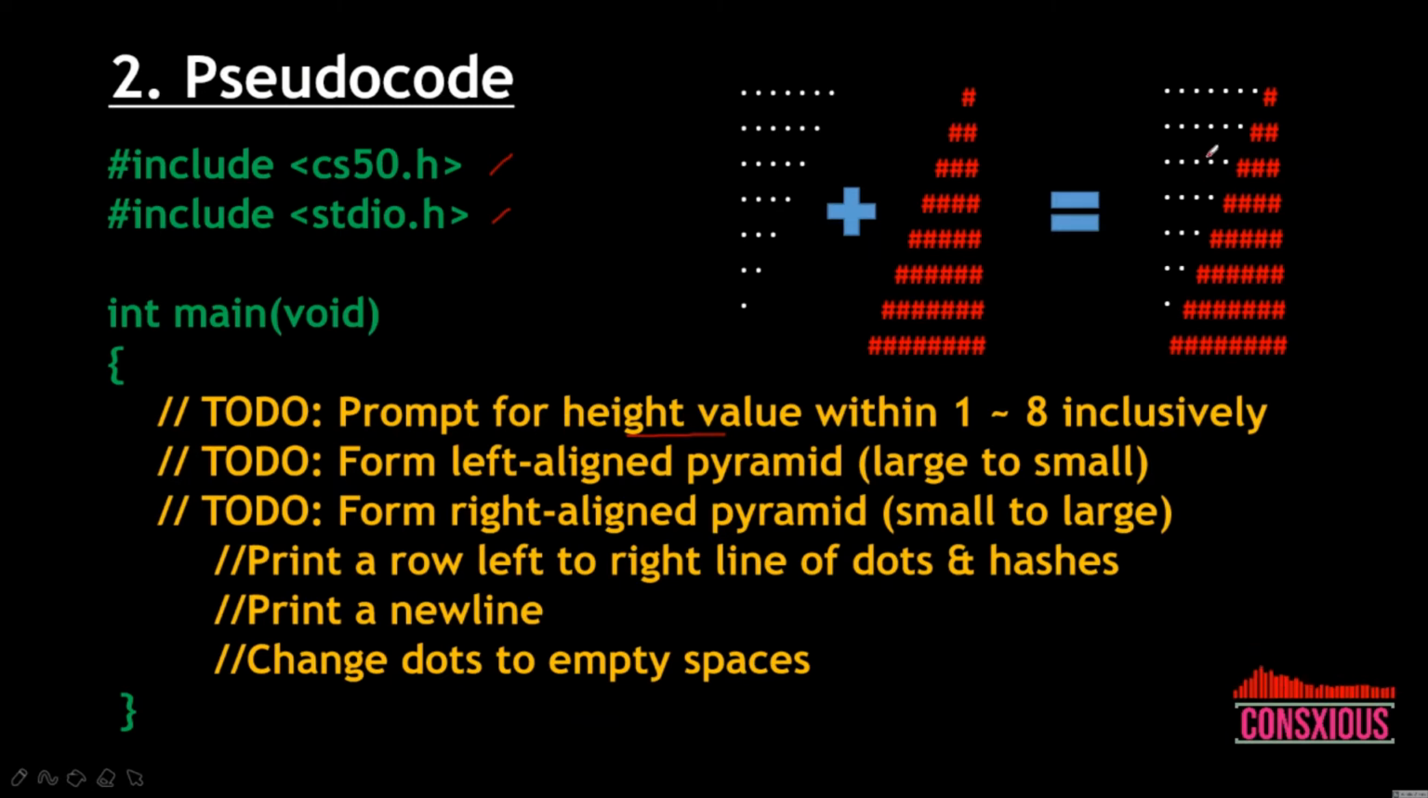We will divide this into structures: loop 1, loop 2, and loop 3. We call this a left-aligned pyramid, from the large value to the small value, and the right-aligned pyramid, from the small value to the large value. Every row that we print, we'll print a new line here. At last, we're going to convert those dots to empty spaces.